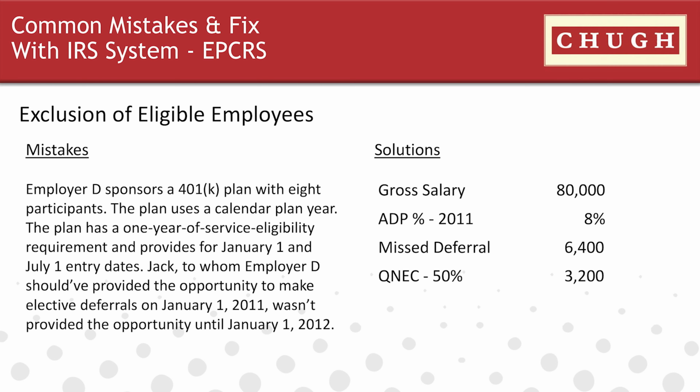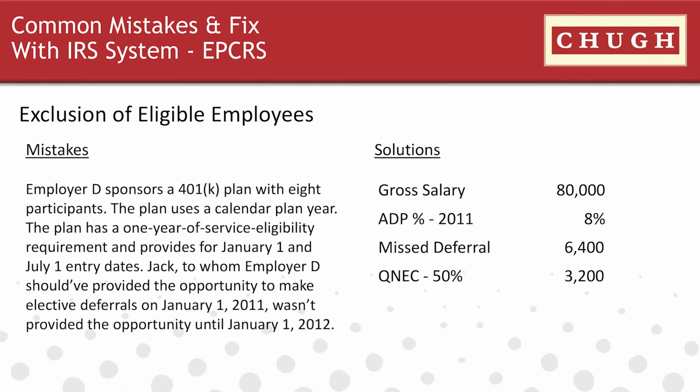Since he wasn't given the opportunity, and since this is a non-safe harbor plan, the employer is going to make a QNEC contribution of 50% of his missed deferral, which is 3,200. Plus, the employer also has to contribute the lost earnings on this contribution of 3,200, which the plan sponsor can calculate using the Department of Labor's calculator. And this balance is fully vested, 100% should be given to Jack. For example, fully vested means if Jack resigns on February 1st, 2012, this 3,200 plus lost earnings will be distributed to Jack.